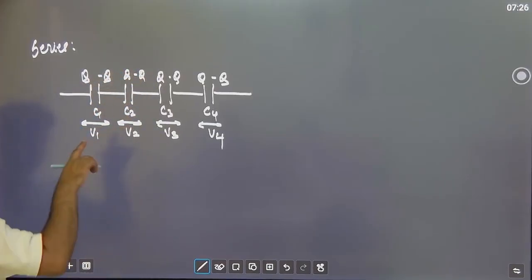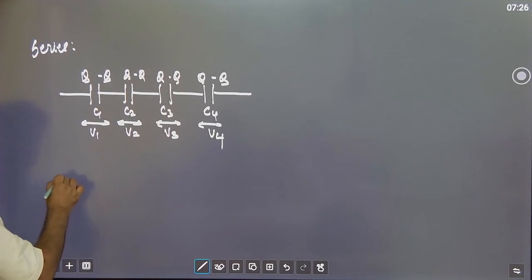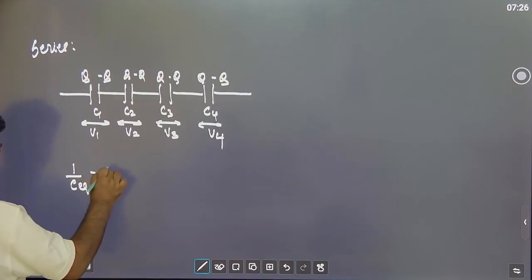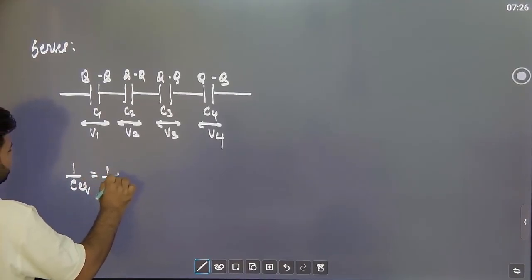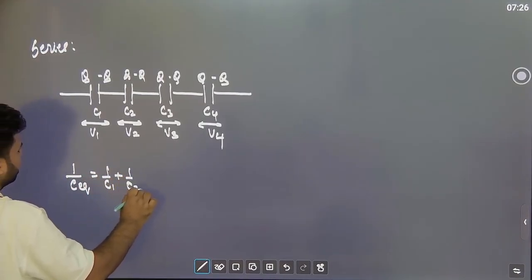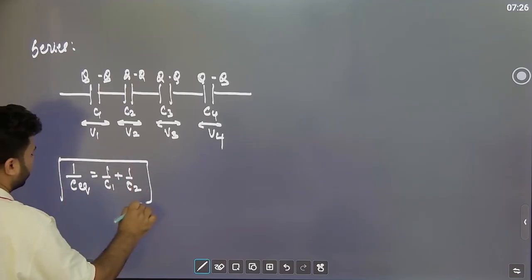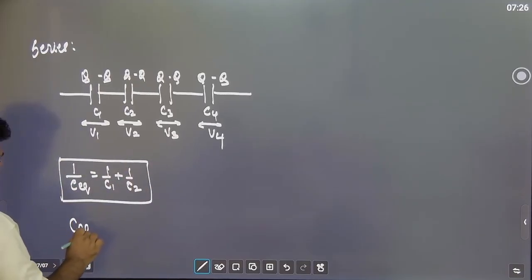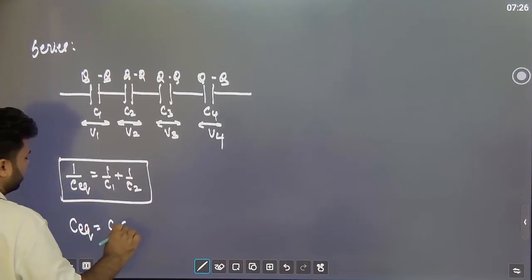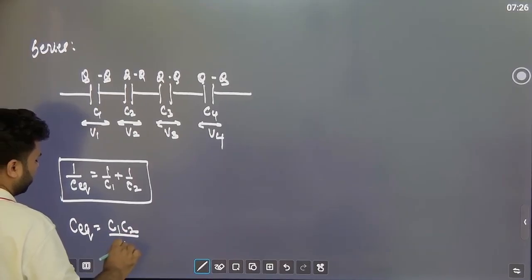But here the formula is just opposite. Here if someone asks what is C equivalent, so for series, what we write is 1 by C equivalent equals 1 by C1 plus 1 by C2, like this we write. Means if we have two capacitors, we can write C equivalent equals C1 C2 divided by C1 plus C2.